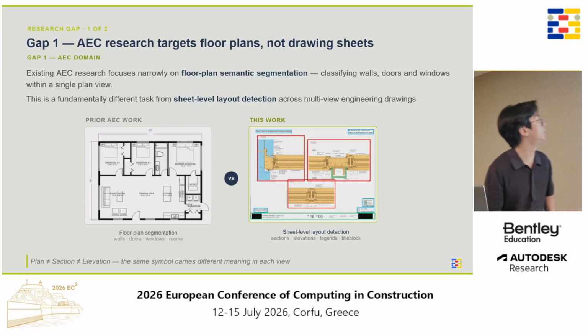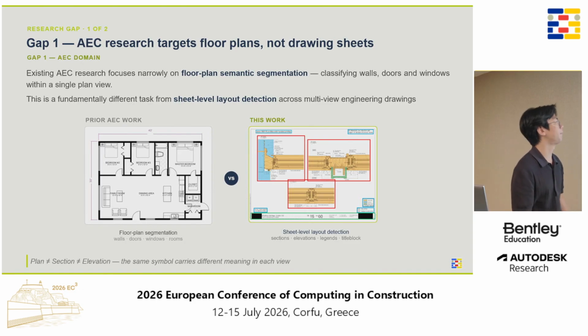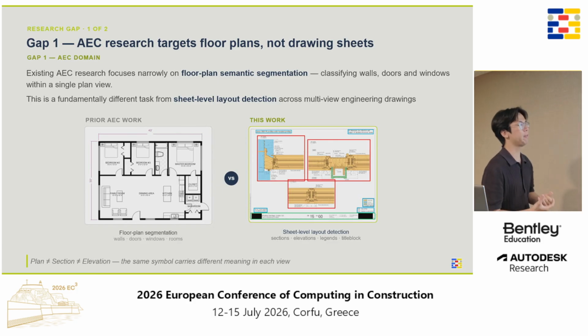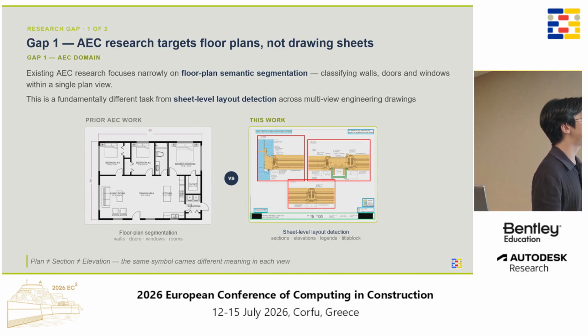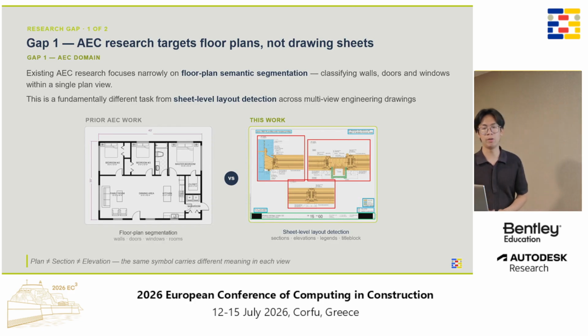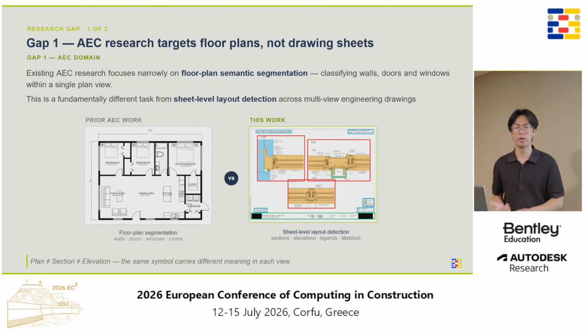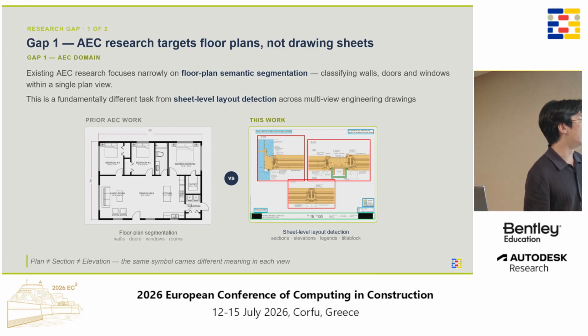Coming to layout detection, we do have some research gaps, and that's why we're doing this. The first gap is the AEC research targets. It basically targets floor plans. A lot of research I've seen does floor plan layout analysis, which is not related to our engineering drawing layout detection. They are basically doing room detection or segmentation and detecting walls, windows, and doors. But in this work, we're focusing on the whole drawing organization.